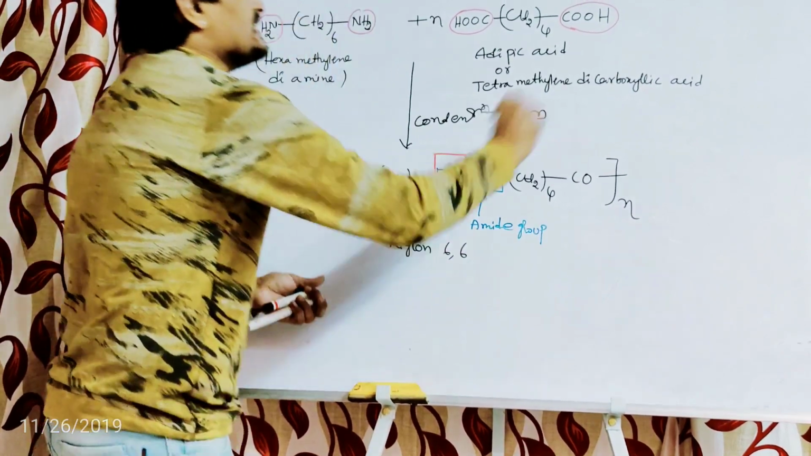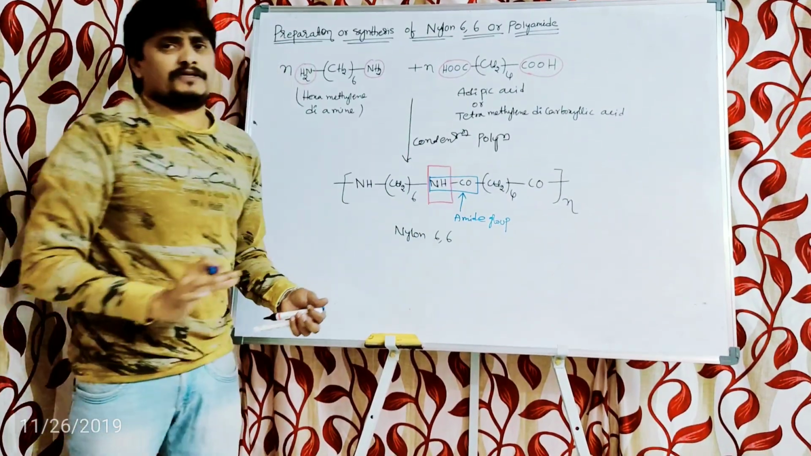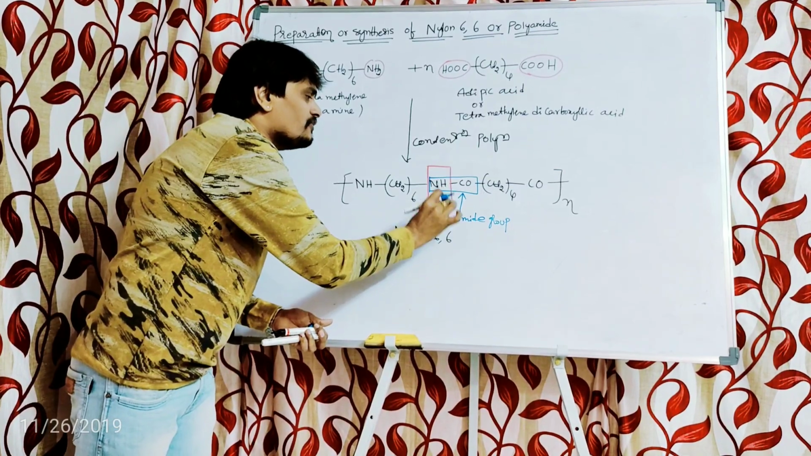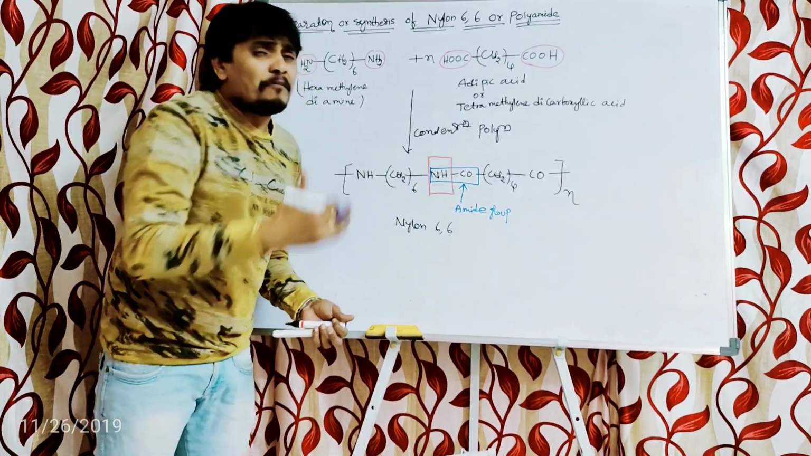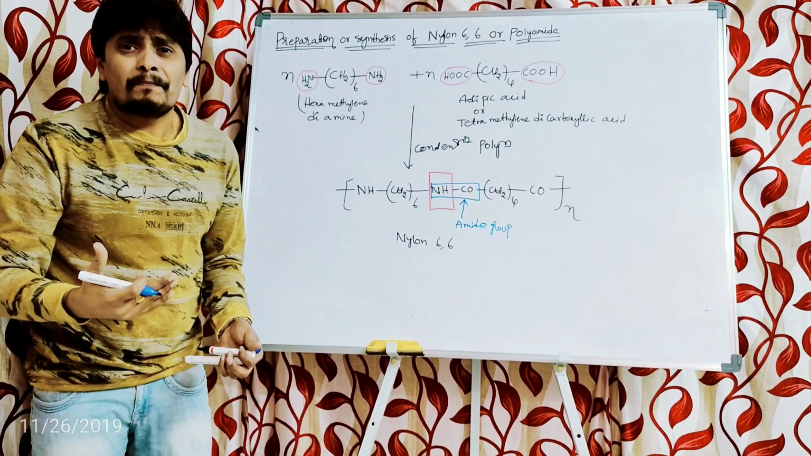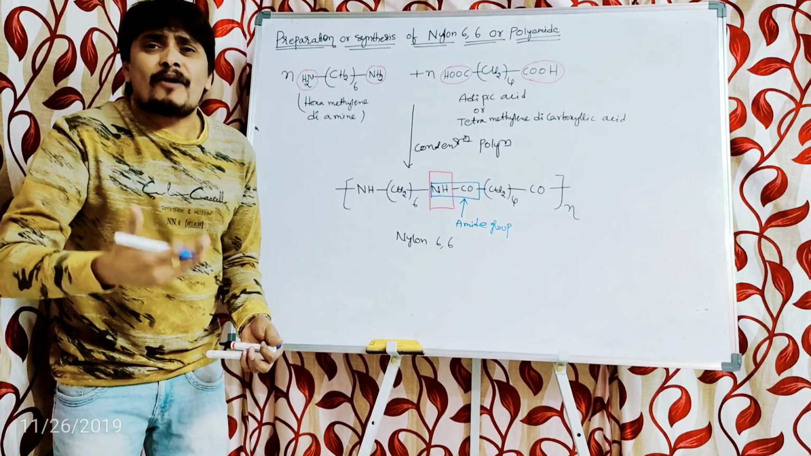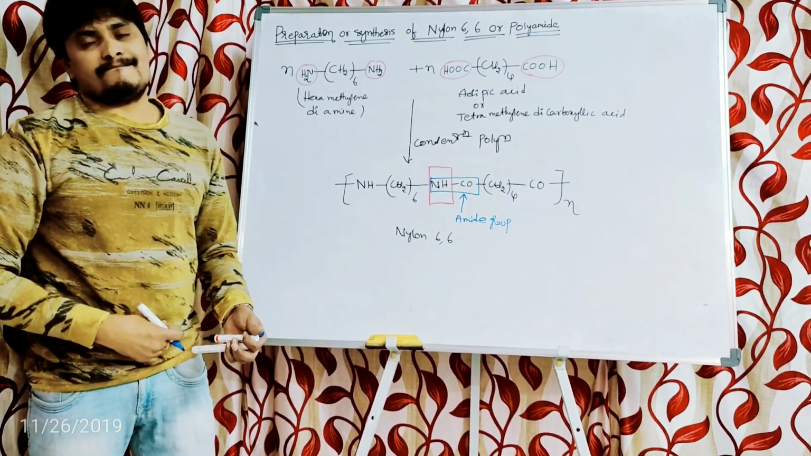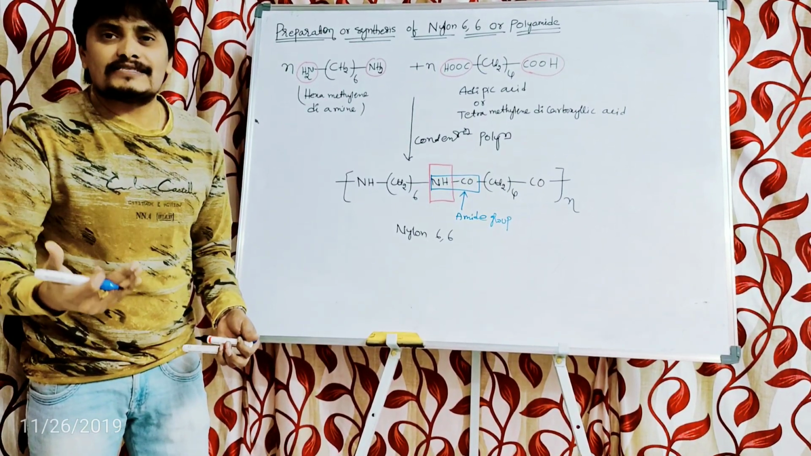Now as it is a polymer, it comprises n number of amide groups. Now it is only one amide group which we are visualizing. But as it is a polymer, it comprises n number of amide groups. So since it comprises n number of amide groups, it is called polyamide. So that is the reason it is called a polyamide.